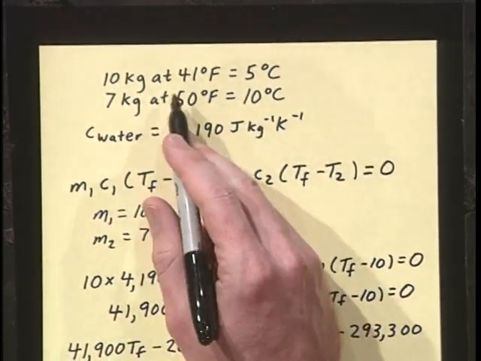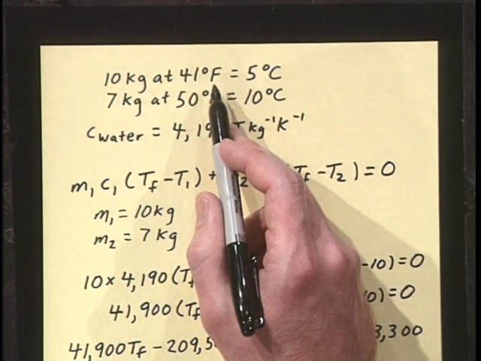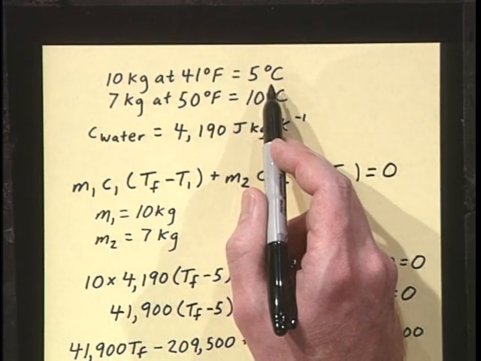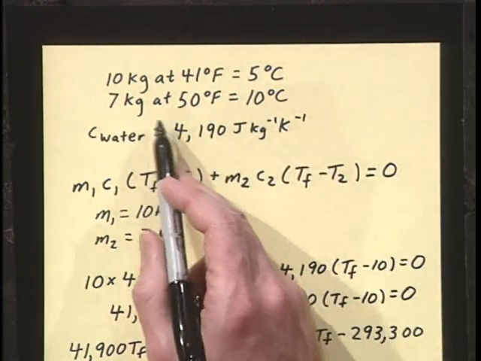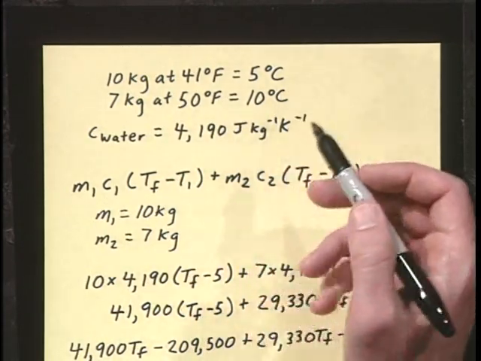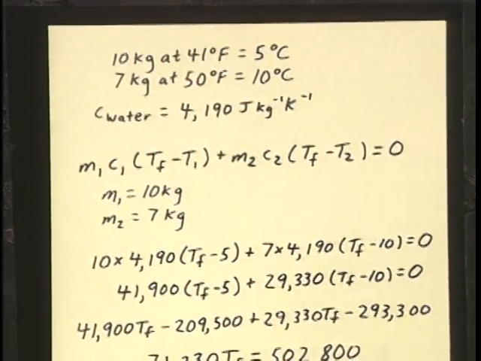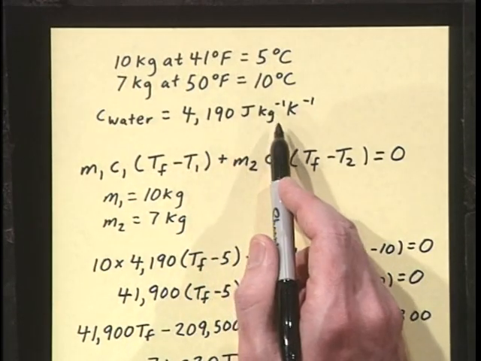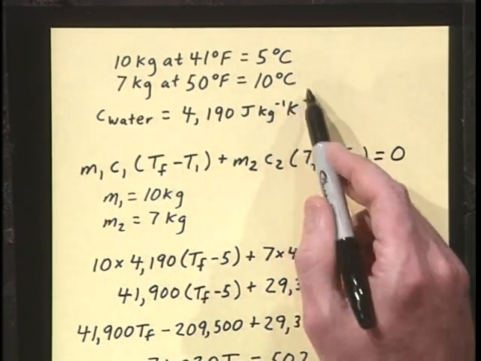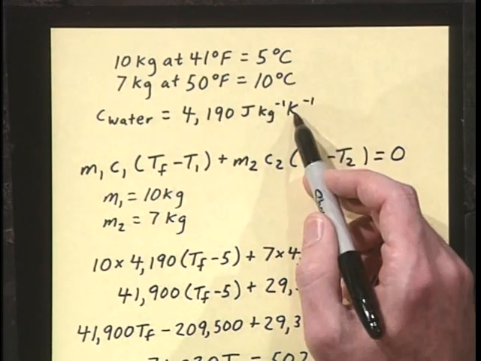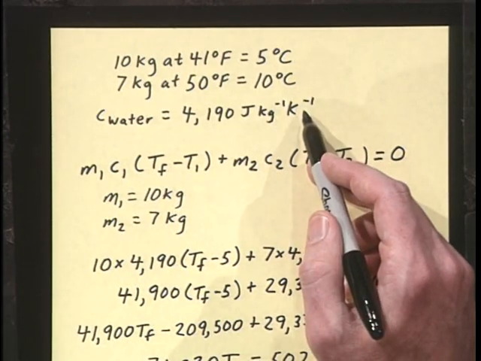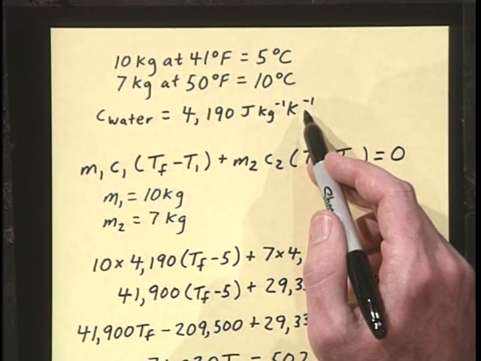So we had 10 kilograms of water that was 41 Fahrenheit, and we need to convert that to Celsius. So 41 Fahrenheit is 5 degrees Celsius. And then we had 7 kilograms at 50 degrees Fahrenheit, which is 10 degrees Celsius. And the water has a heat capacity of 4,190 joules per kilogram per Kelvin. Notice that we use Celsius and Kelvin here, but that's okay to use the Celsius in the equation because the increment of a temperature change in Celsius is the same as it is in Kelvin.